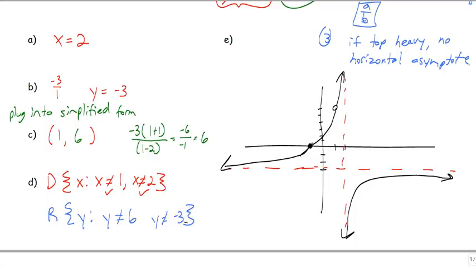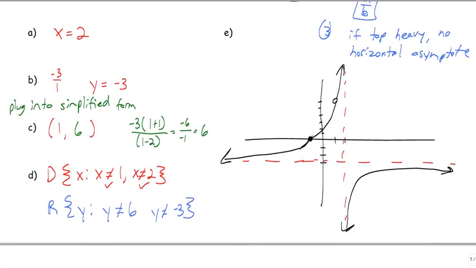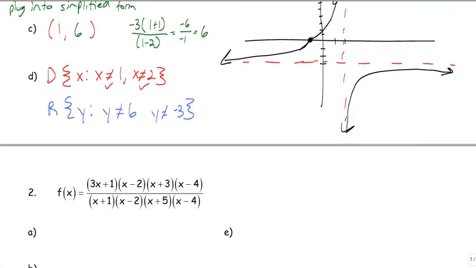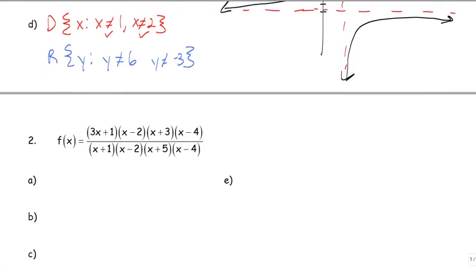So that's our range. We get it from the horizontal asymptote sometimes, and we get it from the hole sometimes. There's some cases where that doesn't work. Okay, but that is all you'll need to do. And it's the same process over and over again. Okay? For example, this one.